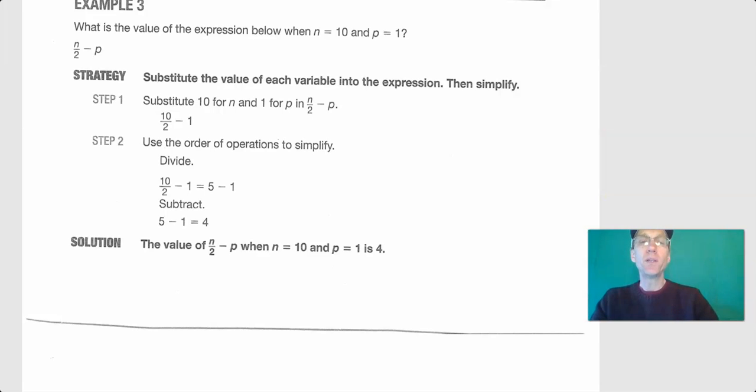What is the value of the expression below when n equals 10 and p equals 1? So this expression is n over 2 minus p. So there's two variables. And you might say, well, what does all this stuff mean?